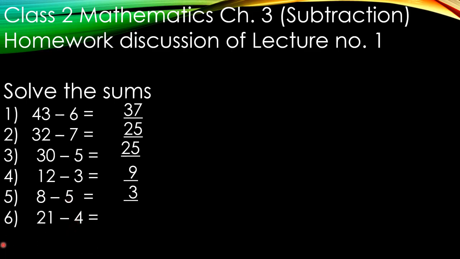Now in the sixth question, 21 minus 4. So keep 21 in your mind and open your 4 fingers. So before 21 we have to count 4 numbers: 20, 19, 18, 17. So our answer is 17. Now in the seventh question, 10 minus 2. So keep 10 in your mind and open your 2 fingers. Now we have to say 2 numbers before 10: 9, 8. So our answer is 8.